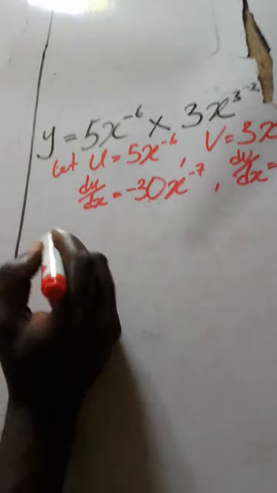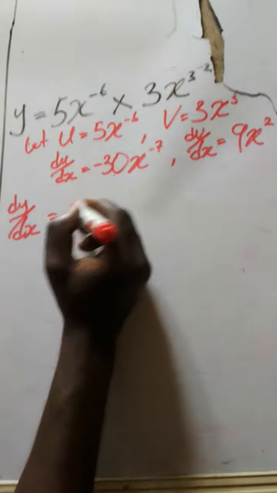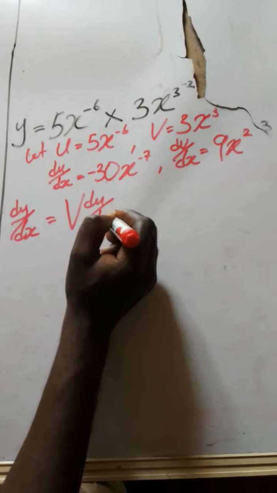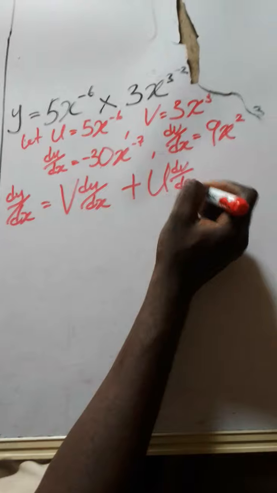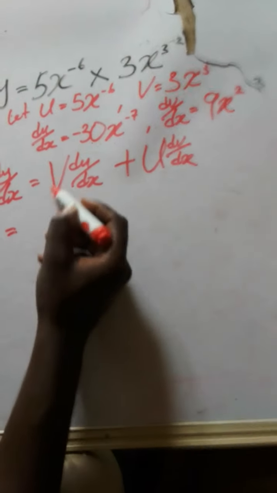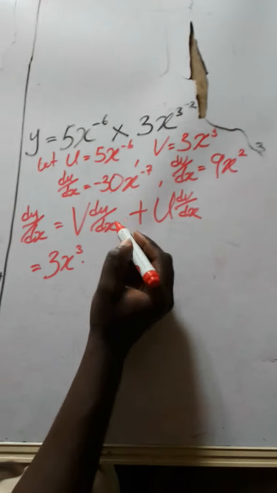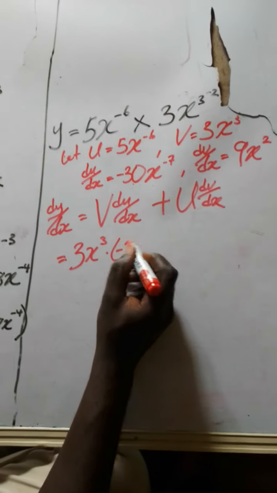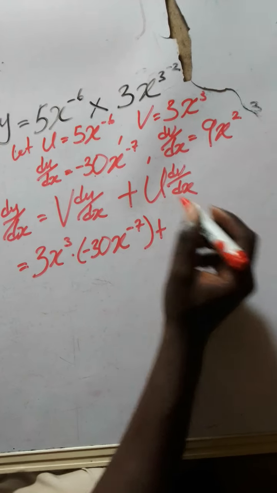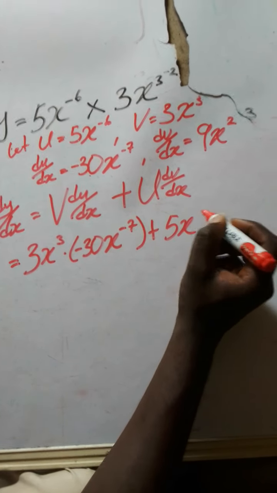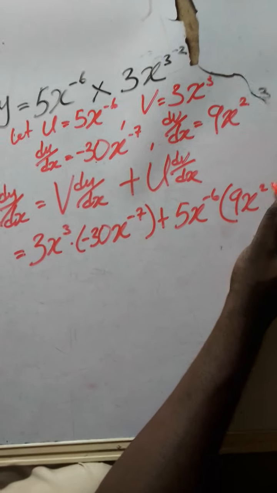Now, remember our formula, general formula, which is dy/dx, which equals v du/dx plus u dv/dx, which equals, now what's our v? Our v is 3x raised to the power 3 multiplied by du/dx, that's minus 30 x raised to the power minus 7, plus u, 5x raised to the power minus 6. Then we have dv/dx, 9x raised to the power 2.